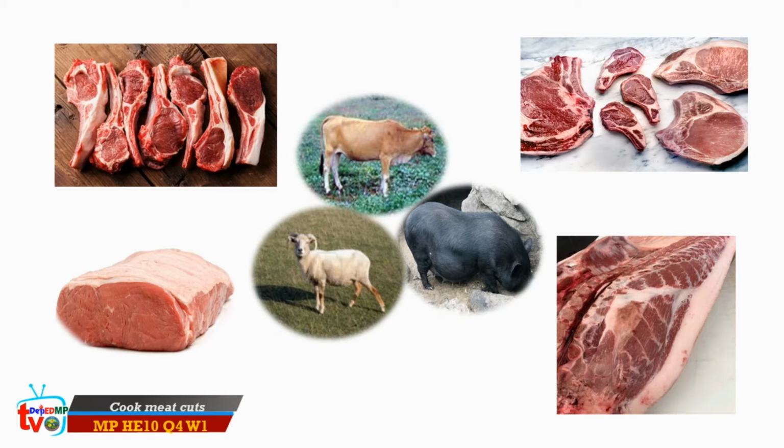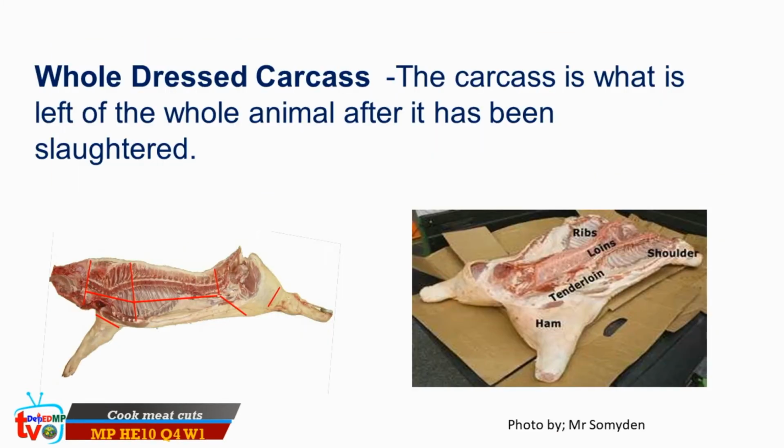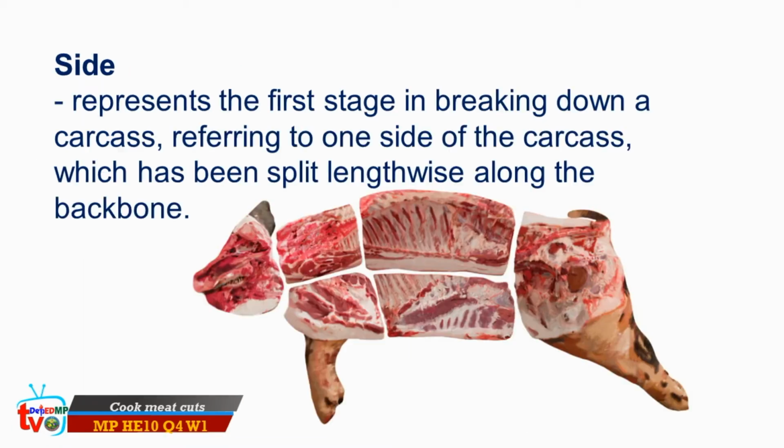Lamb, beef, veal, and pork may be purchased in some or all of these forms. The whole dressed carcass is what is left of the whole animal after it has been slaughtered. It does not usually include the head, feet, or hide. However, pork can be purchased with the feet and head still attached. The side represents the first stage in breaking down a carcass, referring to one side of the carcass which has been split lengthwise along the backbone.